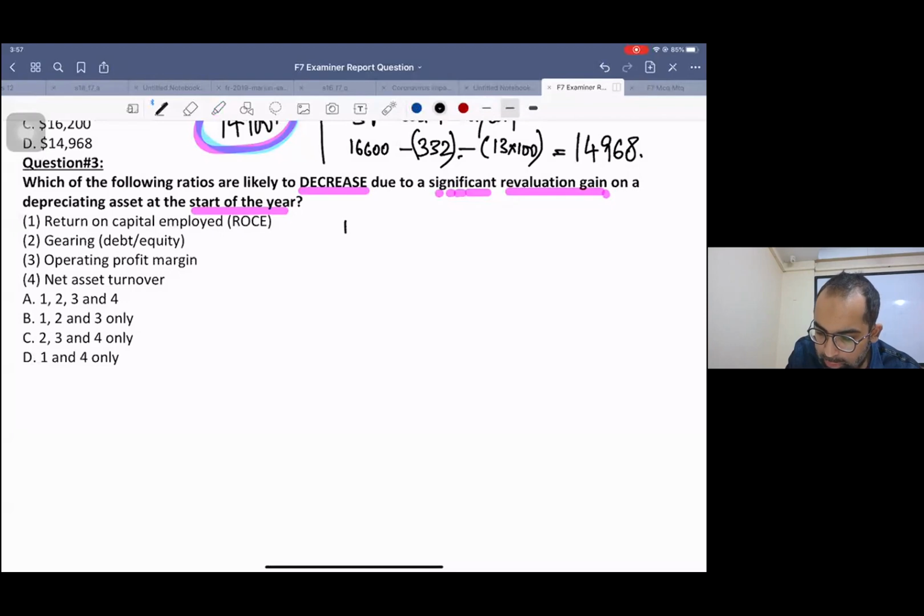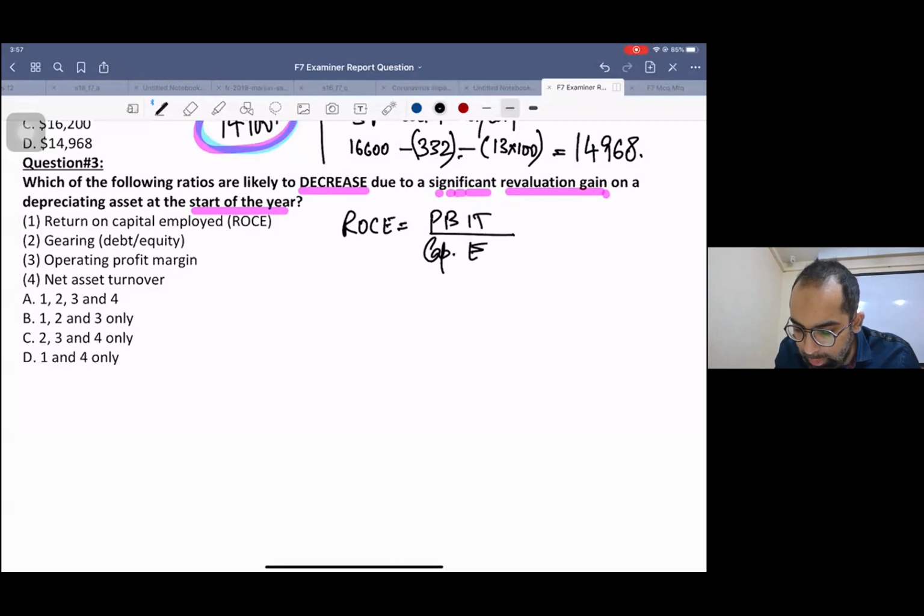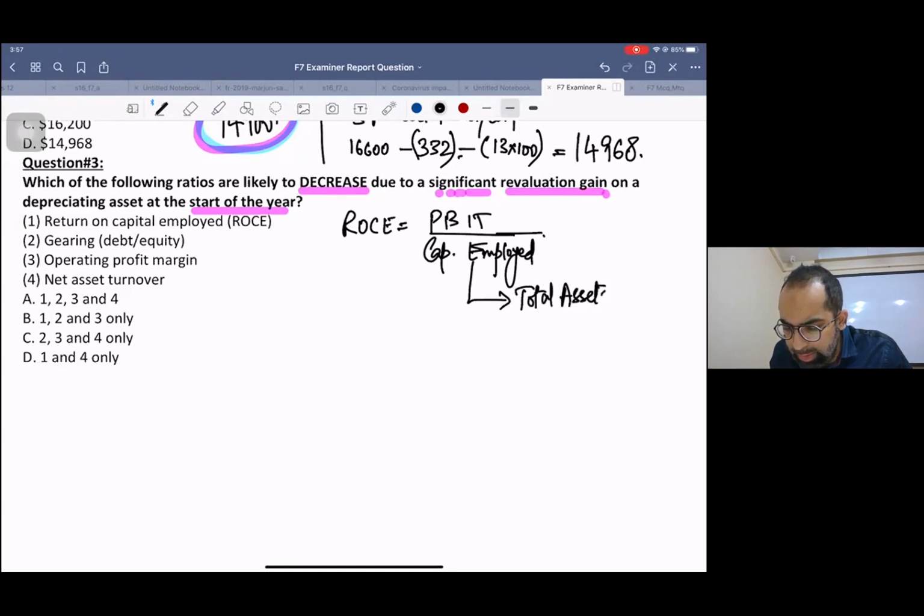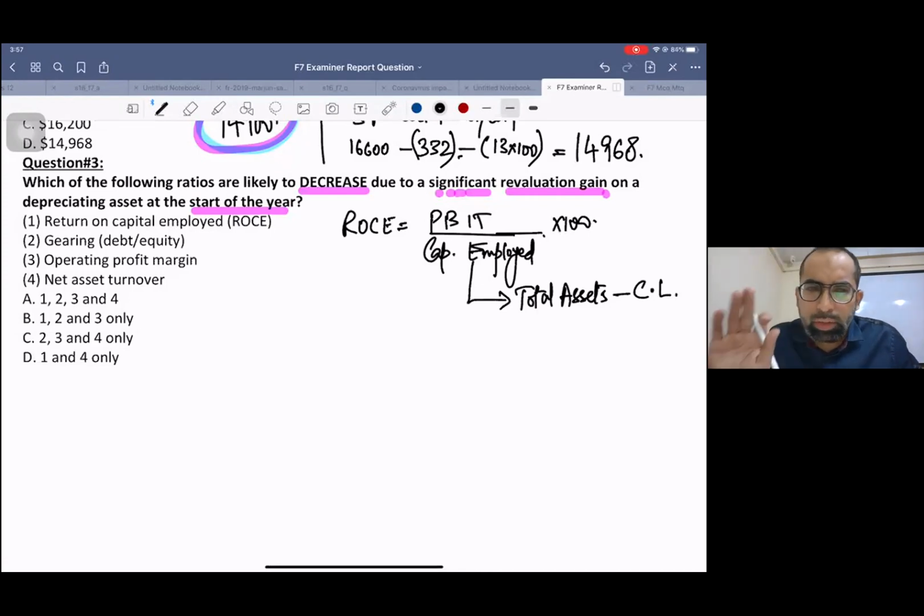Let me write the formula. ROCE is basically return on capital employed. ROCE is basically PBIT divided by capital employed. And capital employed is basically total assets less current liabilities, one formula. And there is one more formula of capital employed, that is shareholder equity plus long-term or non-current liabilities. That's also fine.